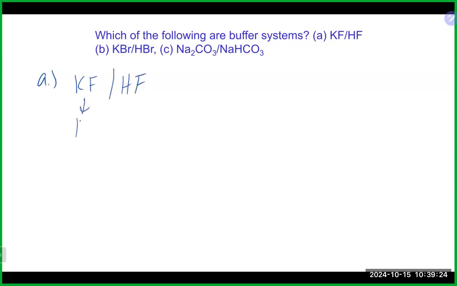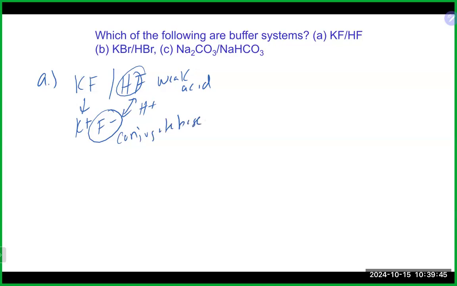That is basically K plus and F minus, which means these two are related to each other by an H plus. The other thing we need to make sure of is, HF is what type of acid? That is a weak acid, right? It's not one of those 6 that we saw that is strong. And that would then be its conjugate base, and this would be the salt of its conjugate base because it has a potassium there. That means this would be a buffer in that case, right?